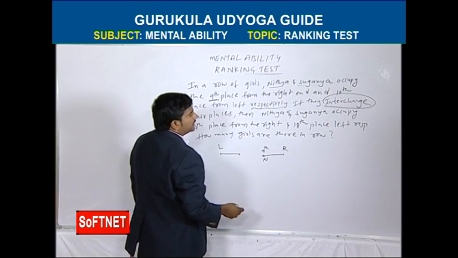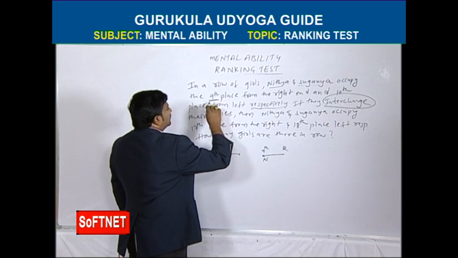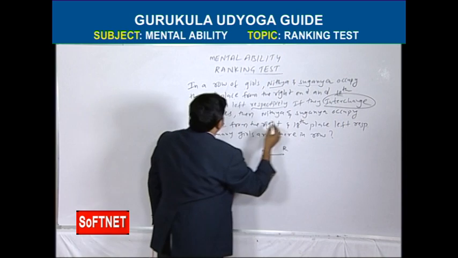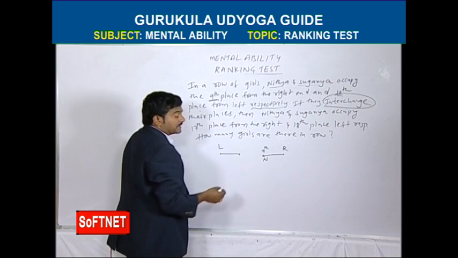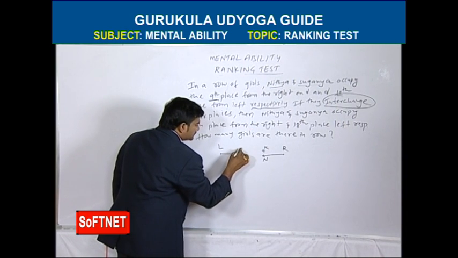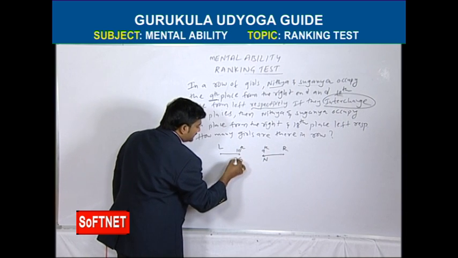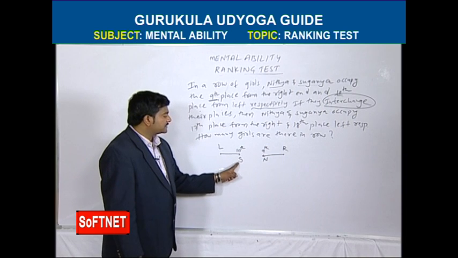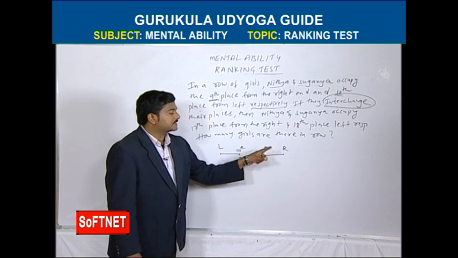So it's Suganya's star, because Suganya occupies which place? 10th place from the left, respectively. So this is Suganya's position from left. I know Suganya's position from left, and Nitya's position from right.